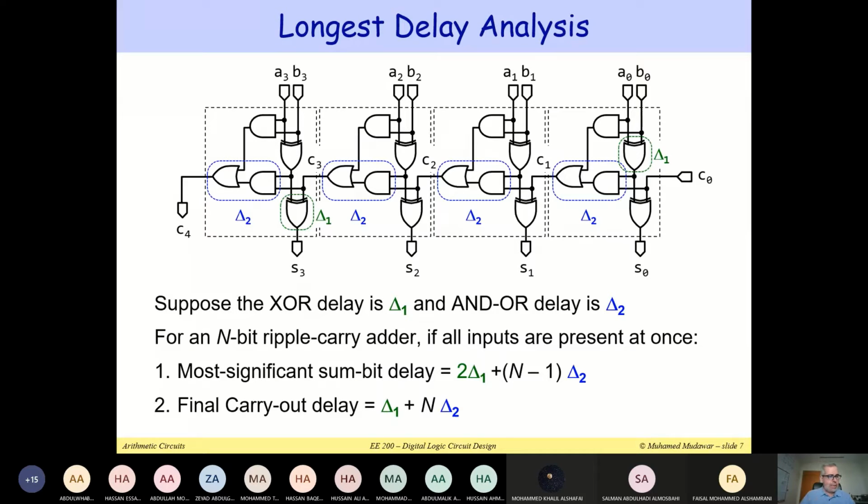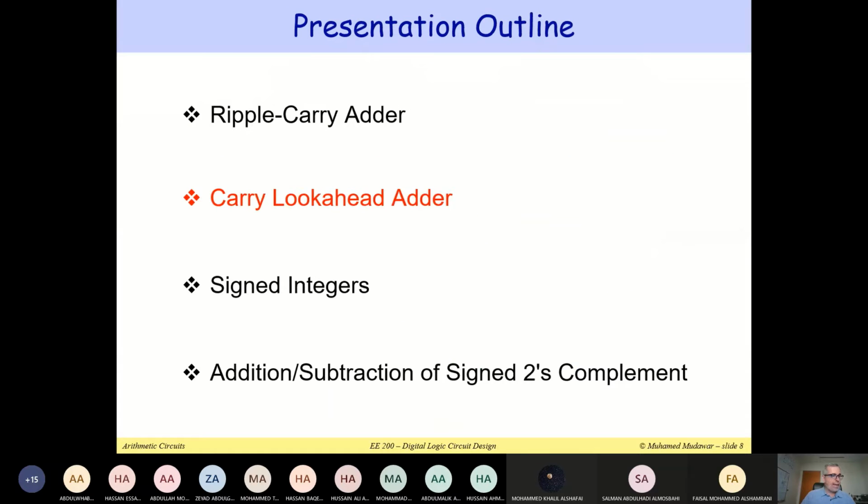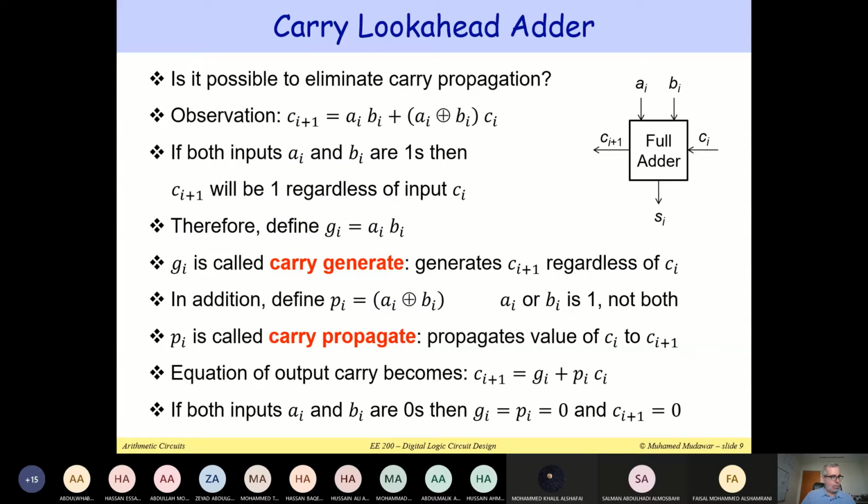So in order to reduce the delay, if you would like to design a high-speed adder, an adder that can do the addition faster than the ripple carry adder, you can design it like a carry look ahead adder. And I talked about this last time, so I'm not going to spend time today on it. I'm going to skip these slides.